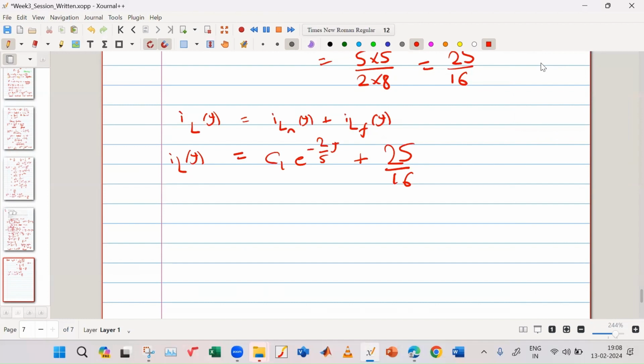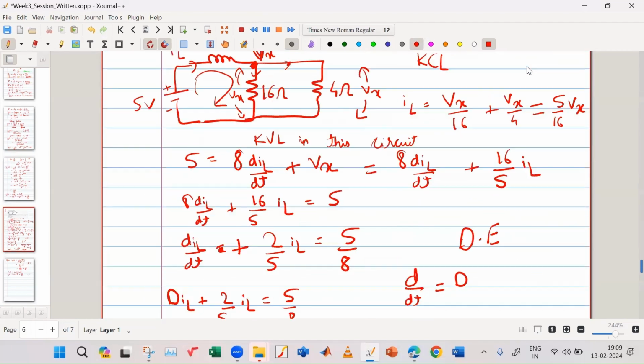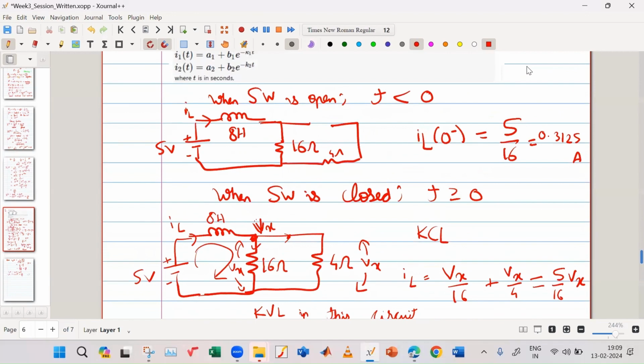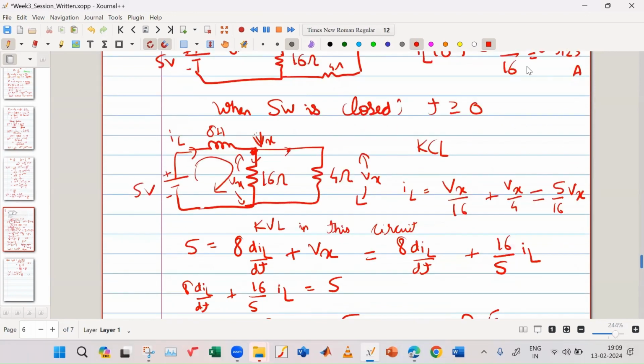So this is what we got. Now we don't know what is C1. How will you find C1? Initial conditions, boundary conditions. So what is the initial condition? IL of 0 is, what is the value? 5 by 16. IL of 0 minus.